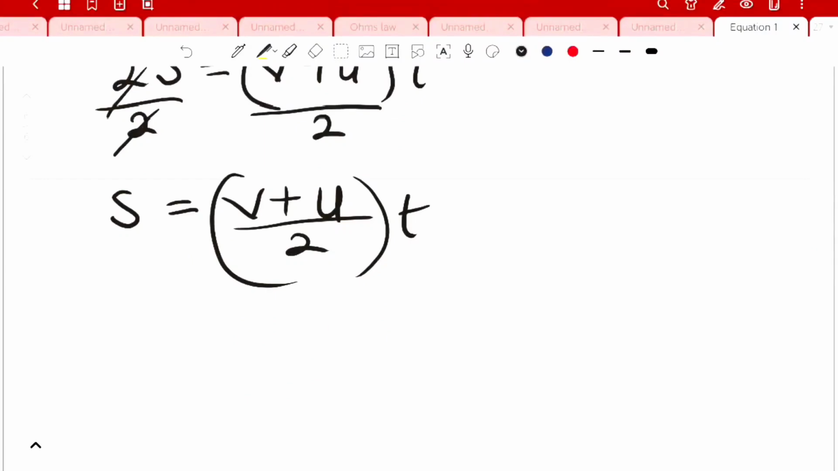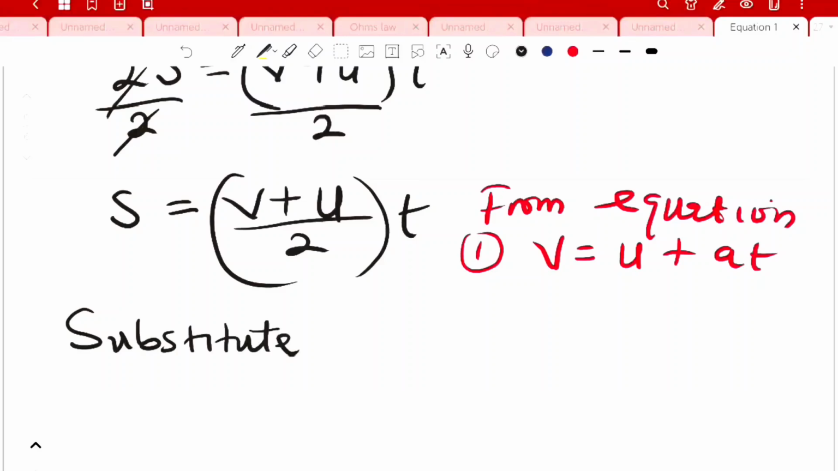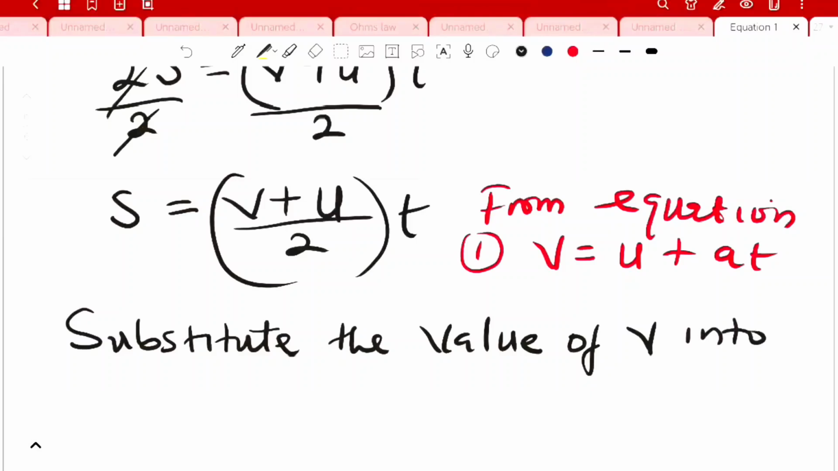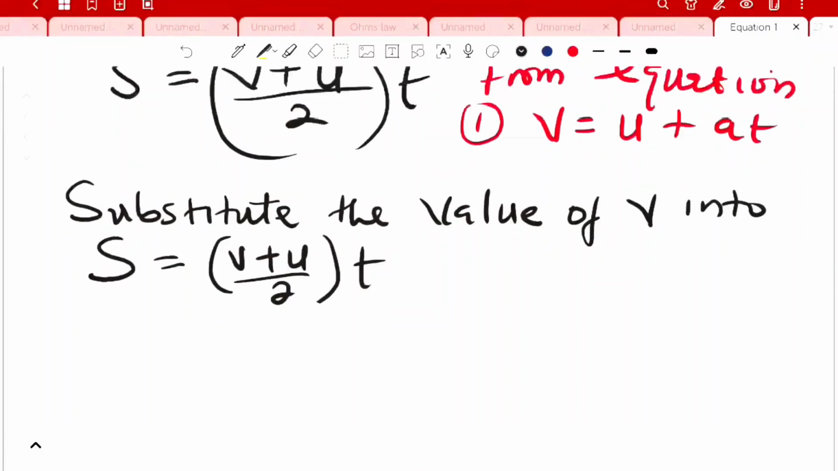So from here, we also know that from equation 1, okay, from equation 1, we know that v equals u plus at. So meaning we're going to replace v with u plus at. Hence, we say substitute the value of v into s equals (v plus u) over 2 multiplied by t.